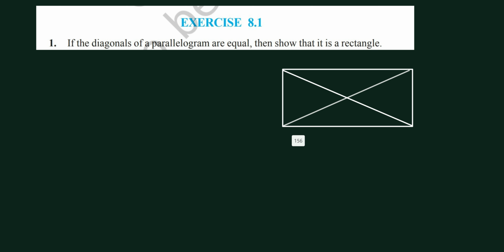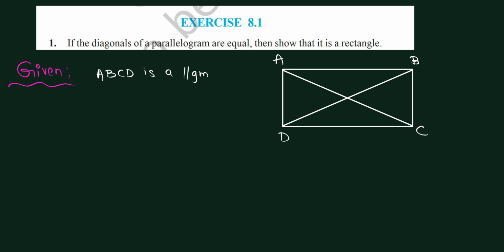Diagonals. Write down your given: ABCD is a parallelogram, and the diagonals are AC and BD. In this parallelogram, the diagonals are equal: diagonal AC equal to BD.